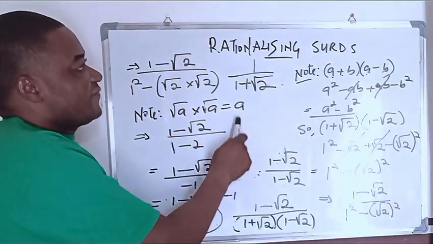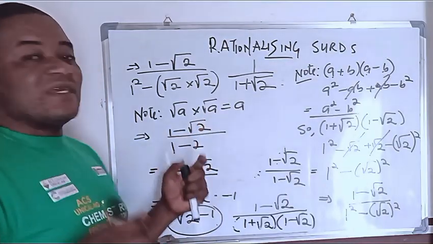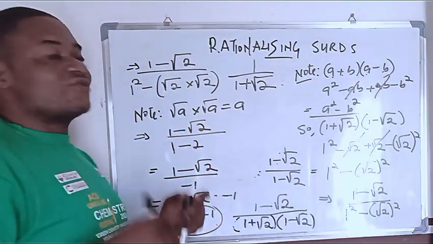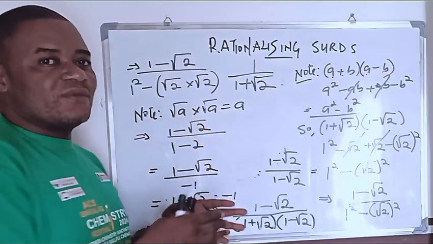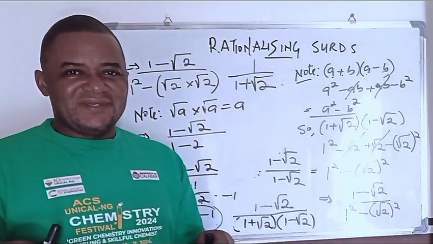Now, with what we have done here, pick any of the rationalization of surds and try to rationalize it. Following this rule, you will get it simple and short.